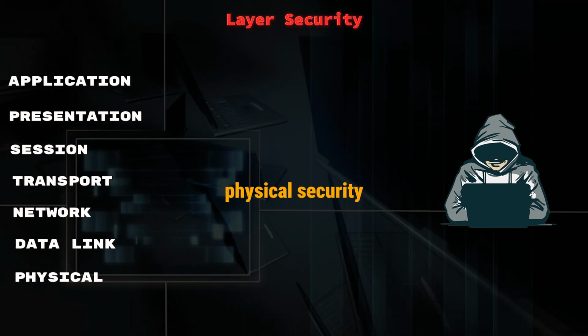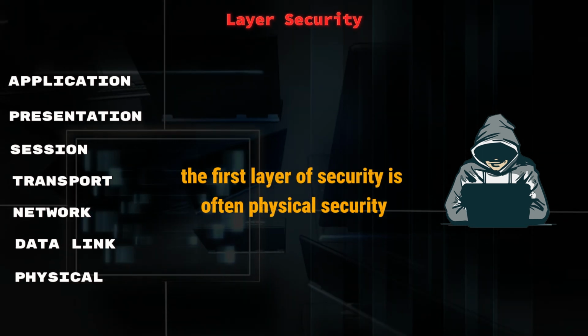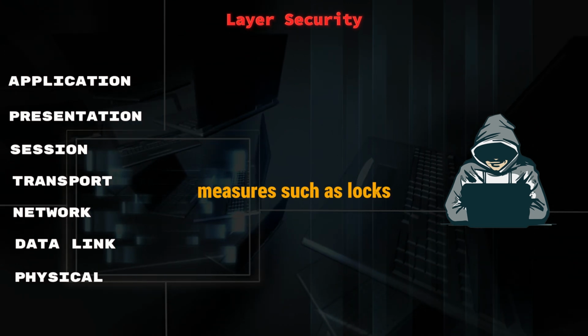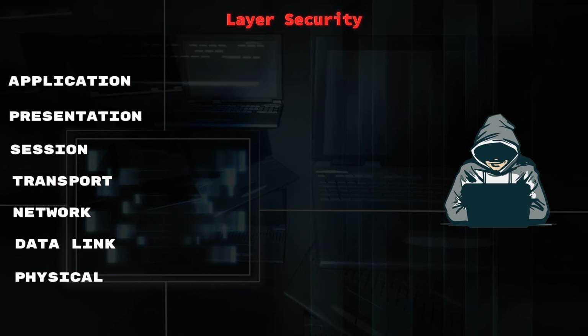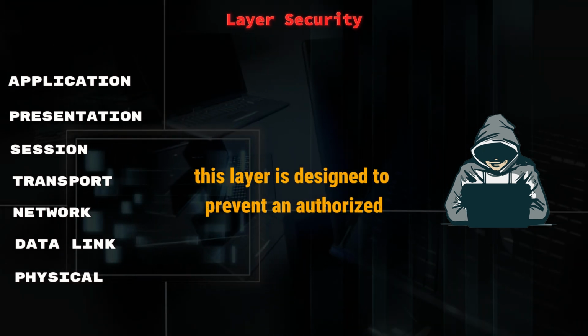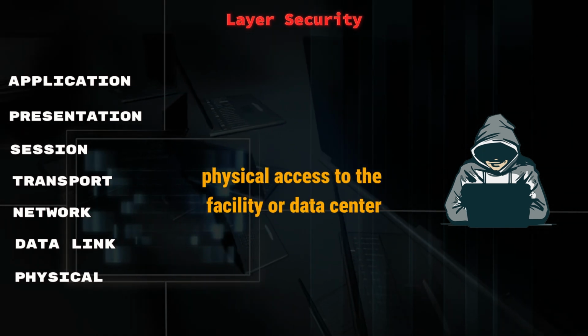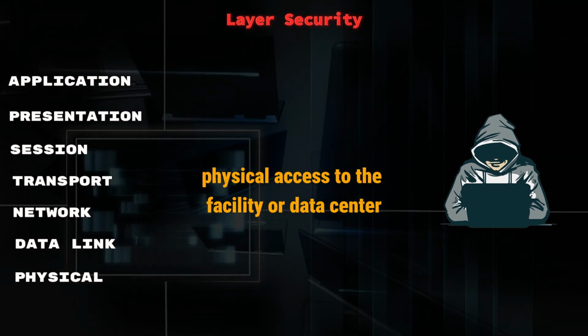Physical security. The first layer of security is often physical security measures, such as locks, access control systems, and security cameras. This layer is designed to prevent unauthorized physical access to the facility or data center.